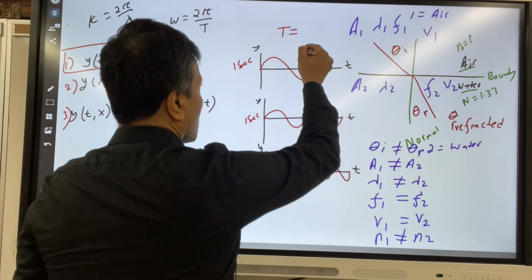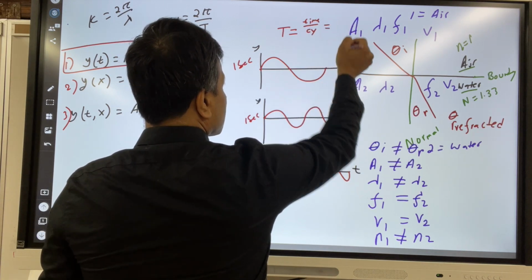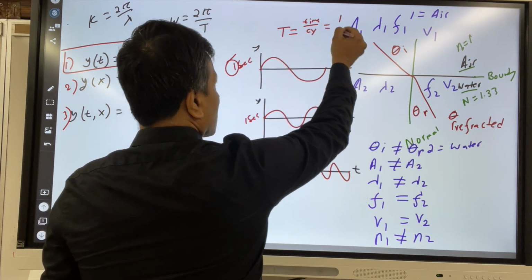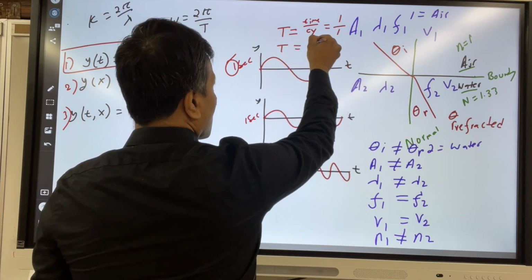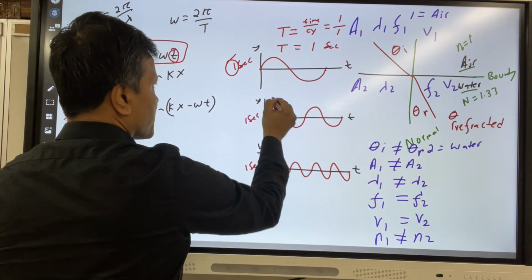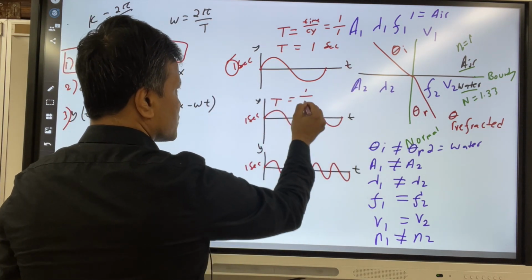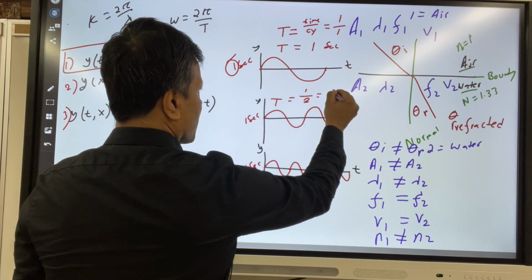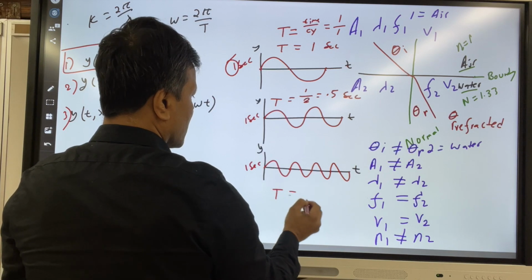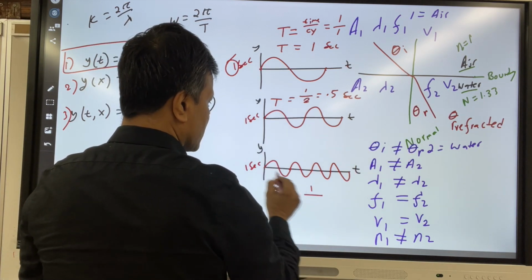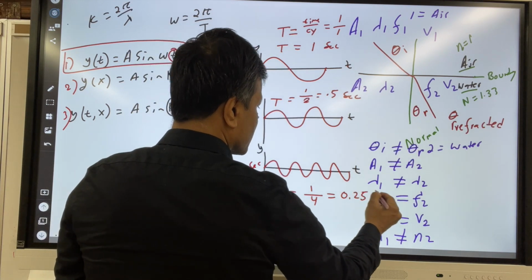Period is, of course, time over cycle. So the time is 1 second, and cycle is only 1 cycle. So period is 1 second. The period is the time, 1 second. The cycle is 2. So period is 0.5 second, right? The time is 1 second. The cycle is 4. So period is 0.25 second.